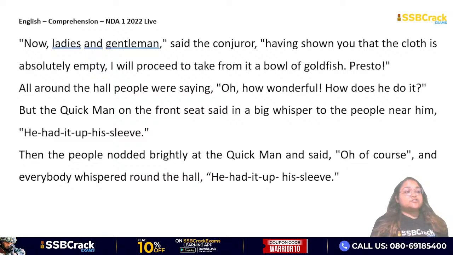"Now, ladies and gentlemen," said the conjurer. Conjurer means magician. "Having shown you that the cloth is absolutely empty, I will proceed to take from it a bowl of goldfish. Presto!" All around the hall, people were saying, "Oh, how wonderful! How does he do it?" But the quick man on the front seat said in a big whisper to the people near him, "He had it up his sleeve." Then the people nodded brightly at the quick man and said, "Oh, of course," and everybody whispered round the hall, "He had it up his sleeve."